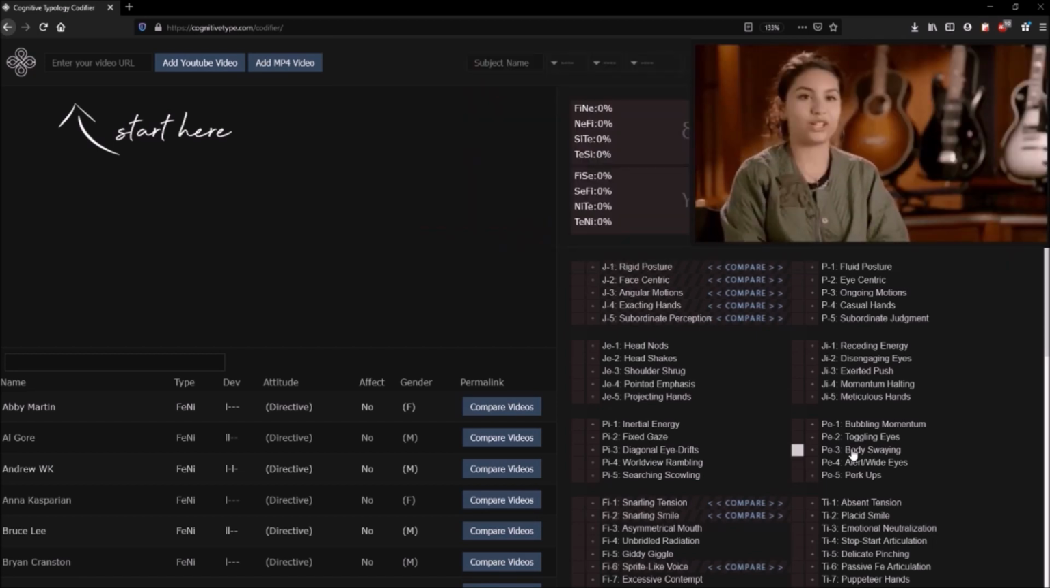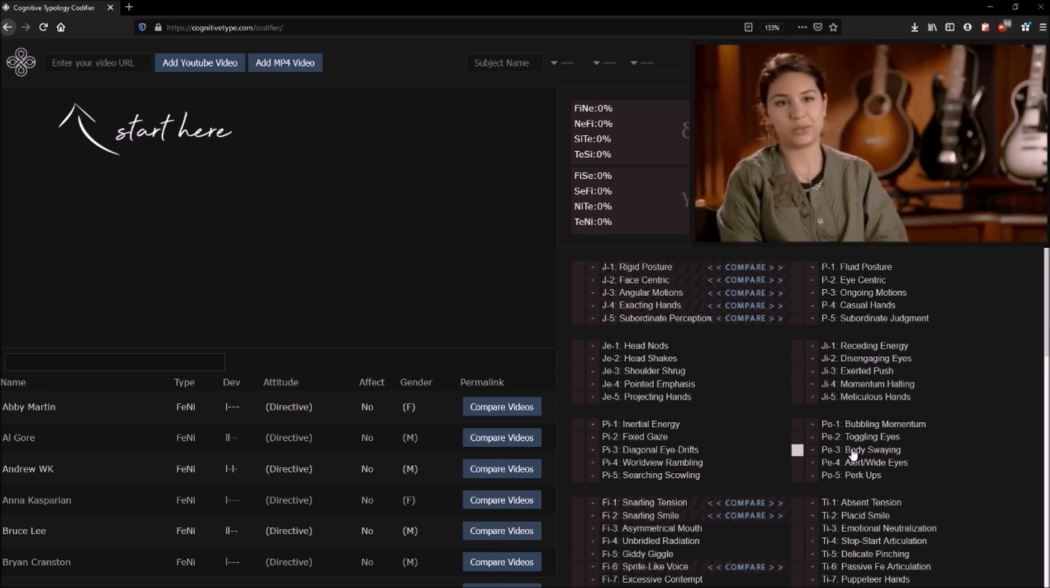PE3 is body swaying. Now I need to differentiate this from bubbling momentum because bubbling momentum is a kind of precursor. It's the baseline, but body swaying is the more active movement of the body in a very strong swing.